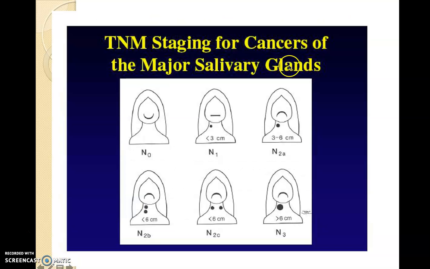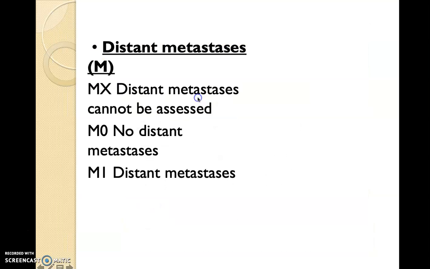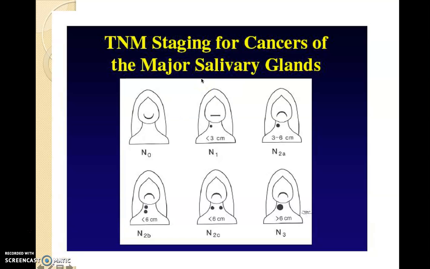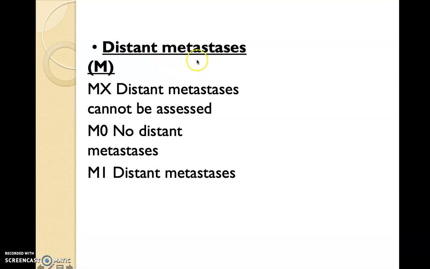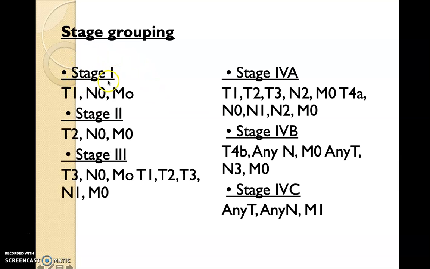It will be written as T. And then it depends on the lymph node, how big the lymph node is. That will be the N. And then the last one is the metastasis, M, whether the neoplasm has already metastasized to other areas. So you have T, N and M. Okay, so this is the staging. After you get the T, N and M, then you can stage it: stage 1, stage 2, stage 3, stage 4, A, B, and C.